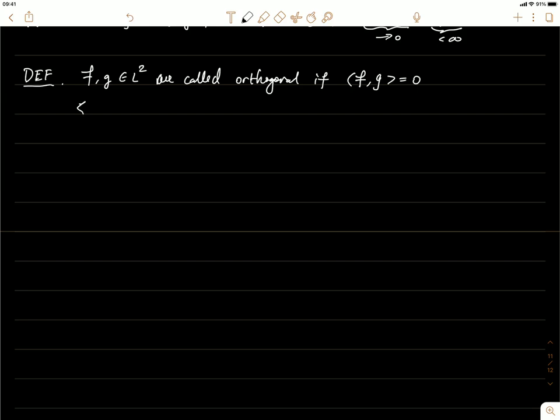And also we say that a set of functions in L2, where this A is the index set, so we just have a family of functions, we call this family of functions orthogonal if you pick up any two of them in the family, the inner product is equal to zero, or these two are orthogonal. Okay, for any two different functions in the family, the inner product is equal to zero.